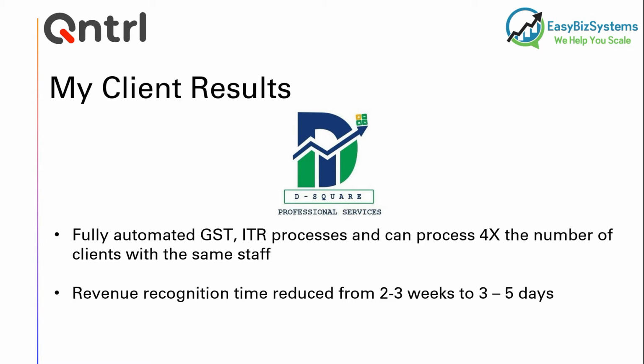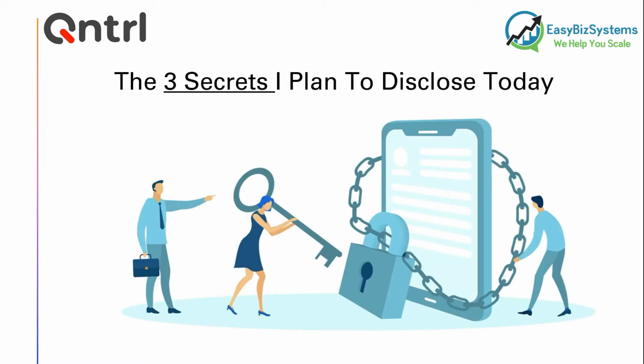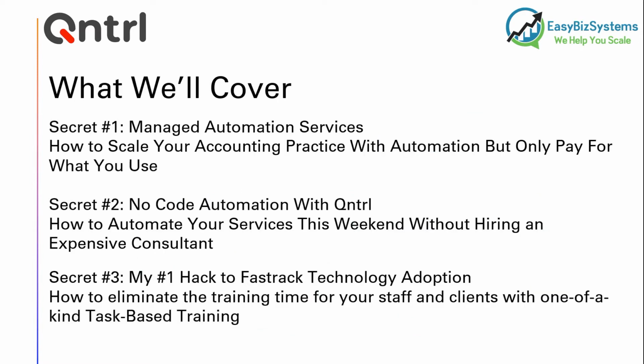So let's continue, and I'm going to show you 3 secrets that I plan to disclose today. There are 3 things that I want to disclose today. I call them the secrets, right? The first one, secret number 1, is managed automation services: how to scale your accounting practice with automation, but only pay for what you use, right?